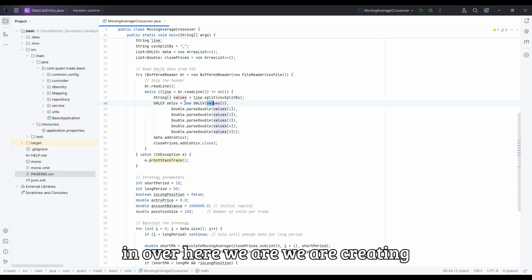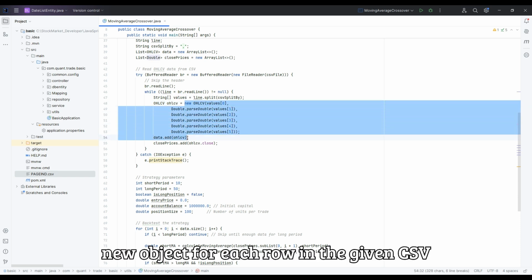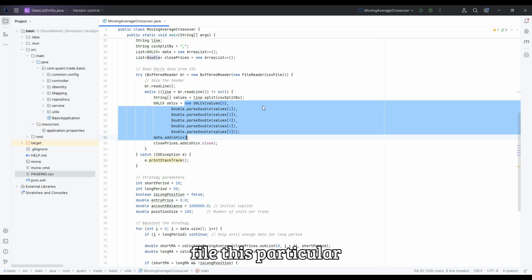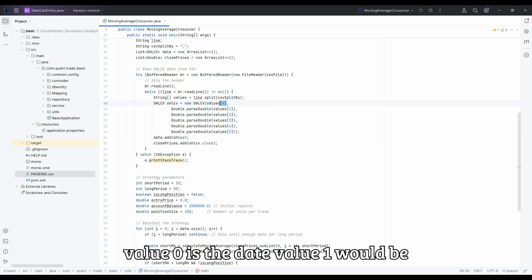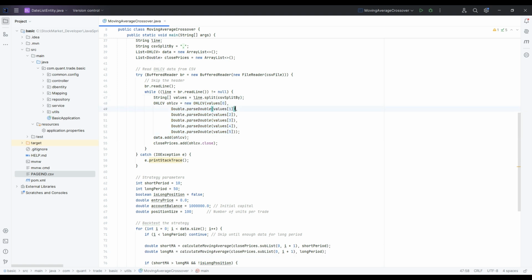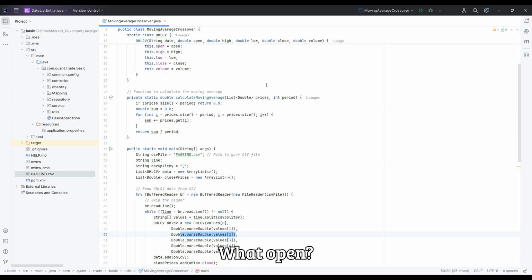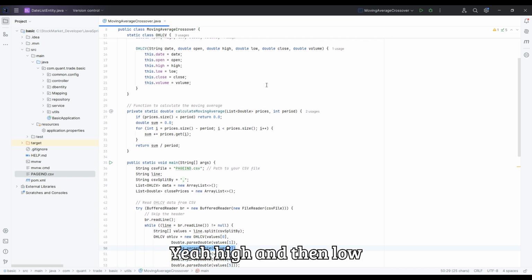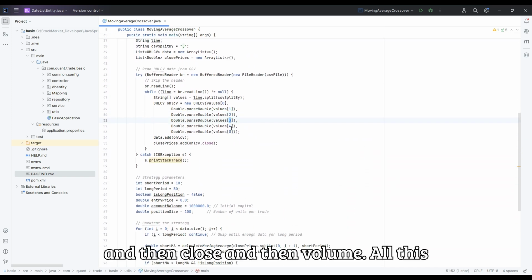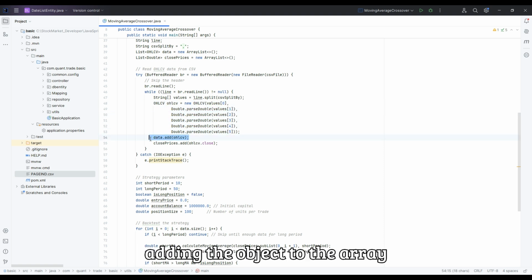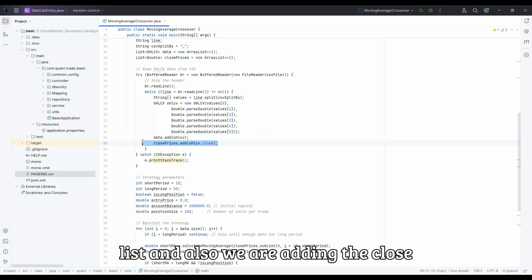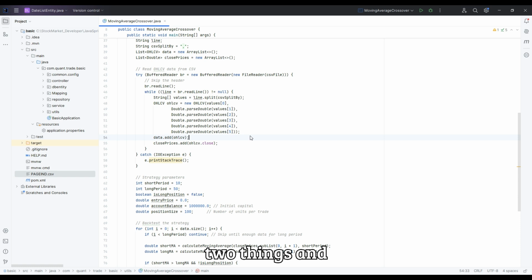Over here we are creating a new object for each row in the given CSV file. This particular object will contain the date, which is value 0, value 1 would be open, then high, then low, then close, and then volume. All this will be initialized, and finally we are adding the object to the array list, and also adding the close price to the other array list. These are the two things.